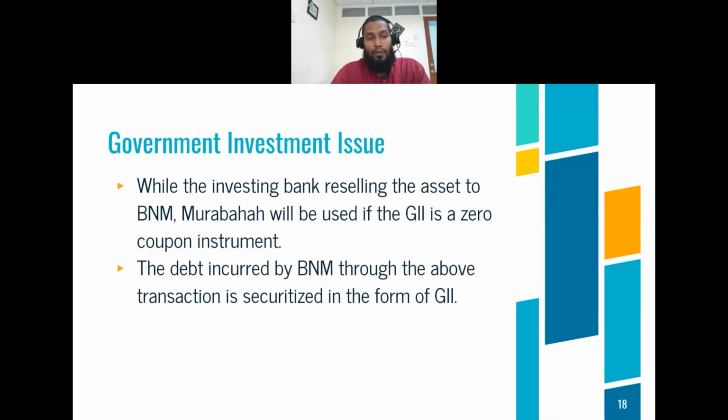The debt incurred by BNM through the above transaction is securitized in the form of GII. So, based on the Bai'ul Ina that I just mentioned, Bank Negara will sell an asset for cash, and then Bank Negara will again buy back that asset on a deferred payment basis. So based on that, a debt obligation is created. The investing bank has a receivable and is entitled to receive an amount. That receivable amount can be transferred into this certificate, which is called the government investment issue, and that certificate can be sold in the secondary market if the financial institution is not willing to hold it longer.